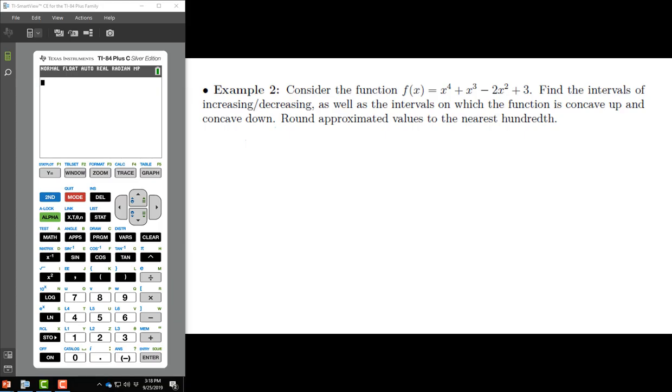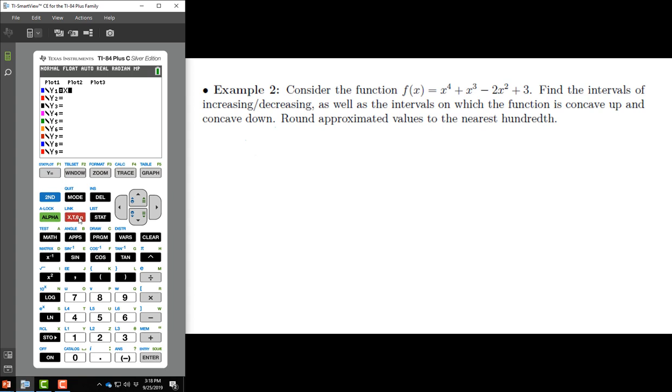In this example, we're going to look at a function and find the intervals of increasing and decreasing and the intervals where it's concave up and concave down, but we're going to use technology to help us out with that. First of all, we're going to take a look at what this function looks like by typing it into our y equals menu.